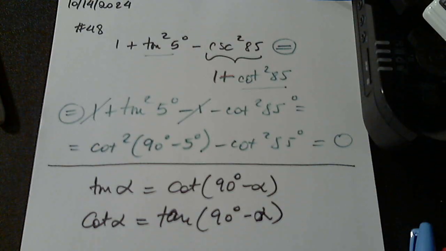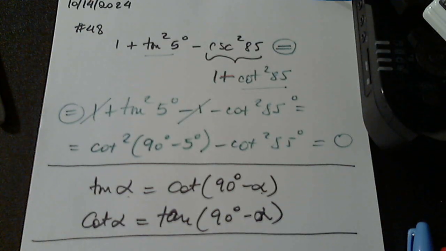So if alpha is 5, tangent 5 degrees equals cotangent 85 degrees. Oh, okay, I get it now. Thank you. Good. Other questions? Anything else, or any other problem that you encountered anywhere?